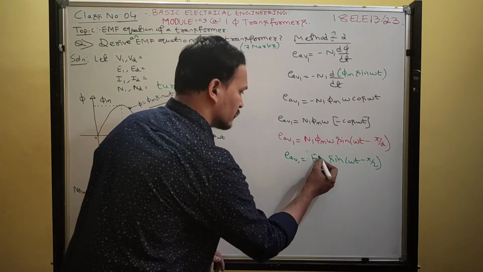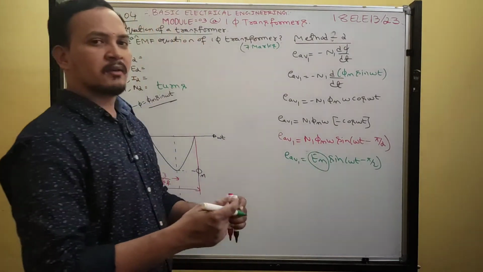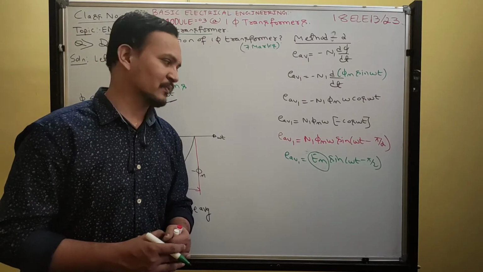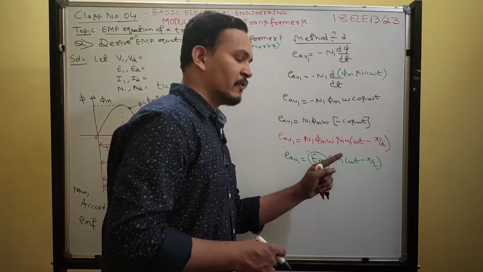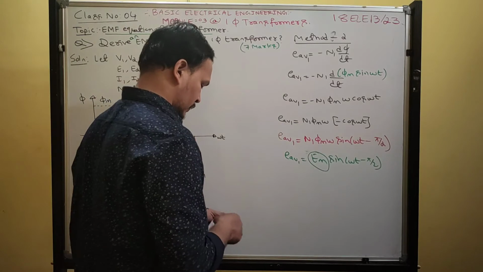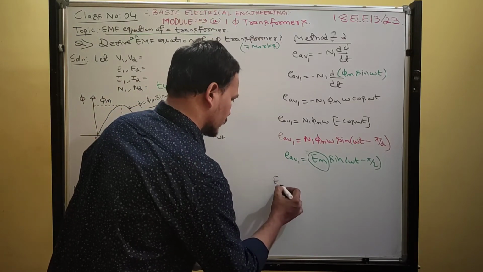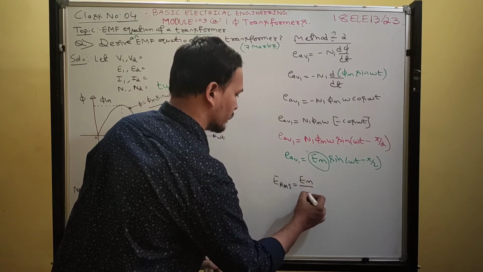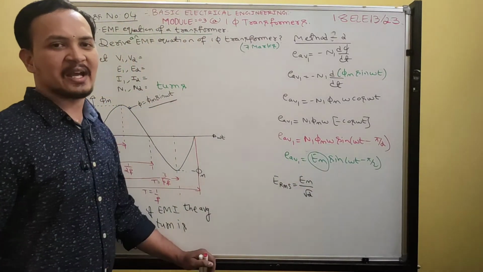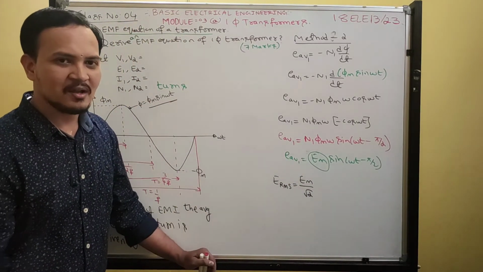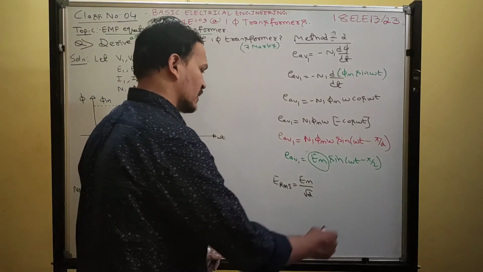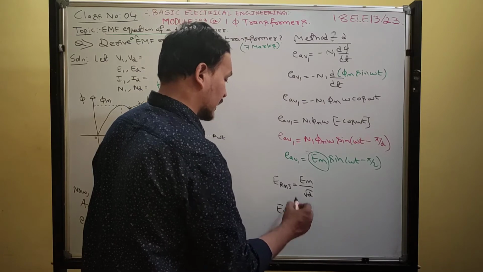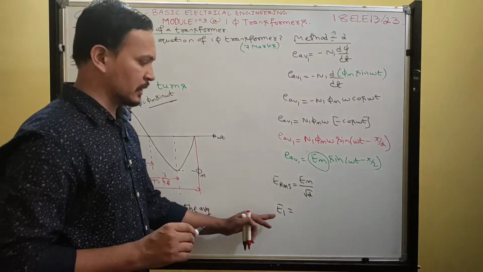Fine. Now this is the maximum value. If I know the maximum value, I can easily find the RMS value. What type of waveform? Sine waveform. So in a sine waveform, what is the ERMS value? EM by root 2. Maximum voltage by root 2 is called RMS voltage. So ERMS, I am writing as E1, capital letter. RMS voltage I will write in capital letters.